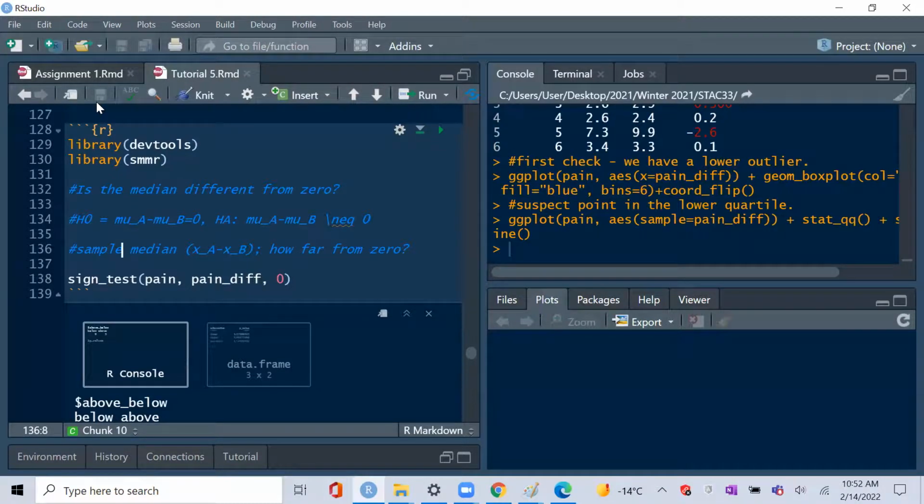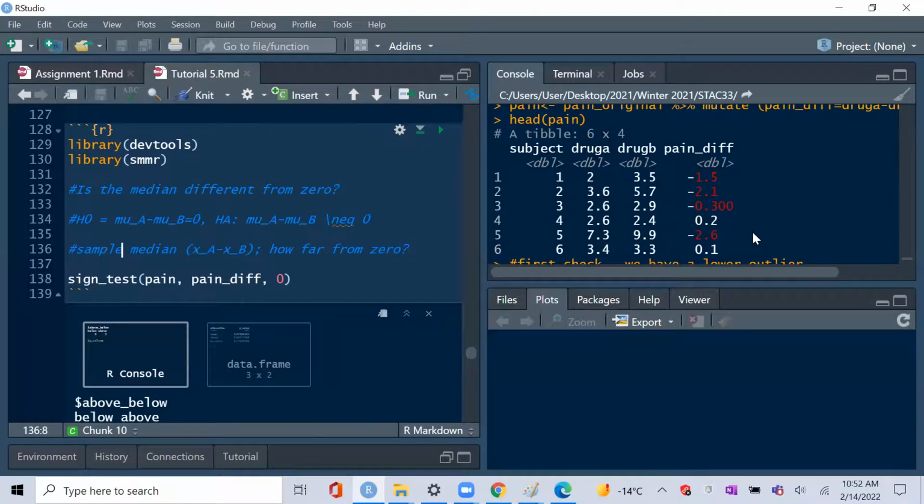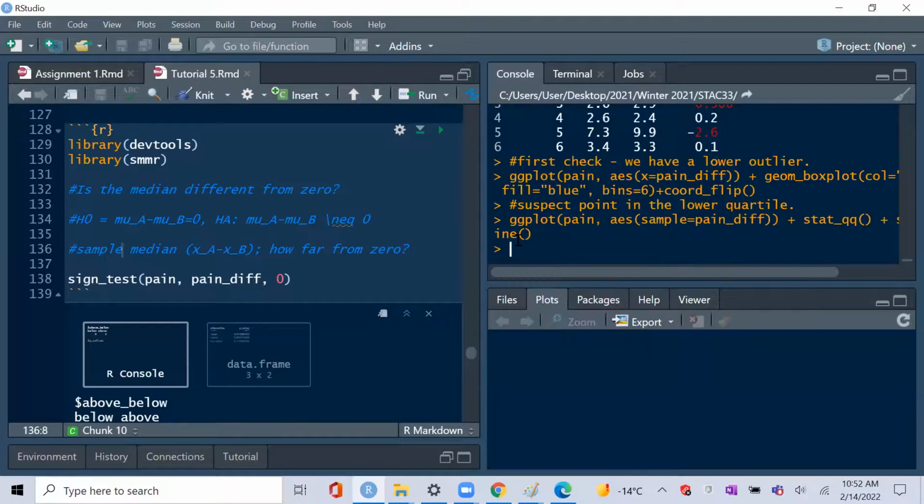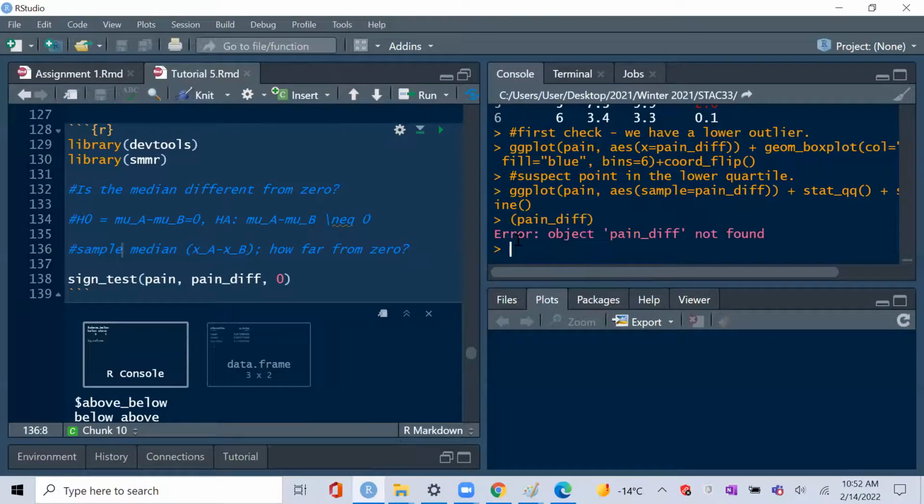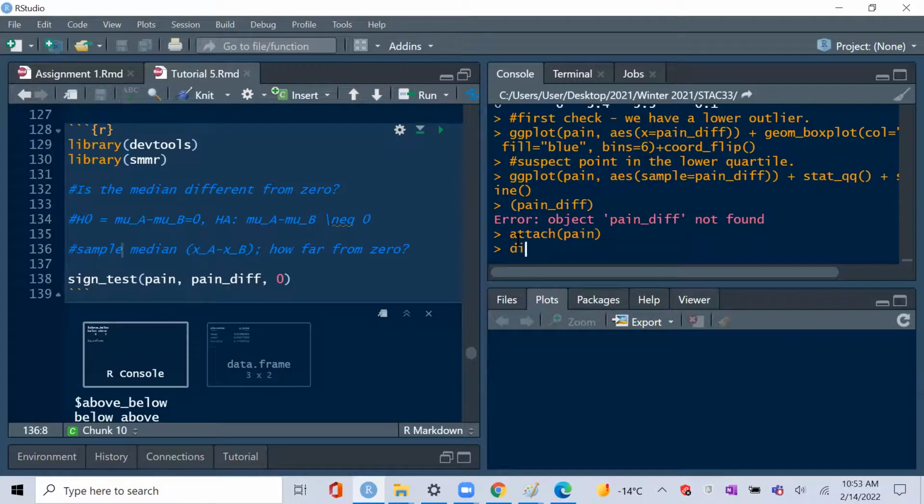I did not recall because I hadn't used the sign test in a year, and I also hadn't had a coffee yet. Those two things together made it an incorrect statement. So here's the pane data frame that I made before up here. Pane diff is the difference between your two measurements. Pane diff is nothing more than a vector of all the differences. I need to attach pane, okay. Notice that pane diff is just a vector of the differences.